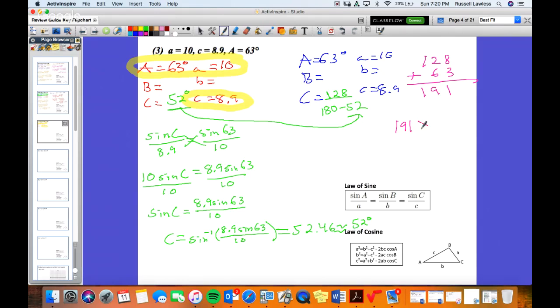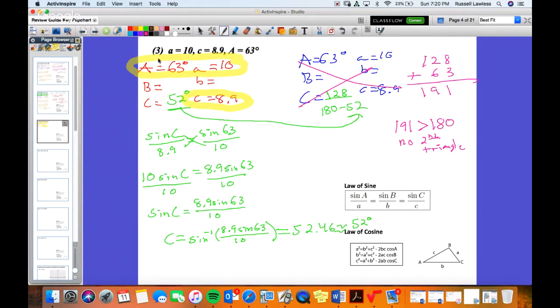191 is greater than 180. That means no second triangle. If it was less, there would be a second triangle. And again, this only works in the case where you have a complete set and a side. So that means that there is no second triangle. And then all we have to do is finish the rest of this.